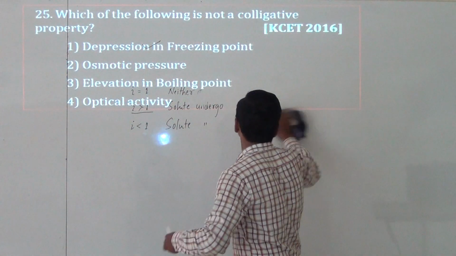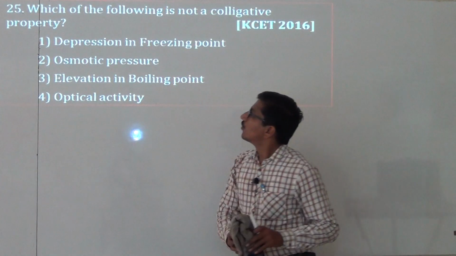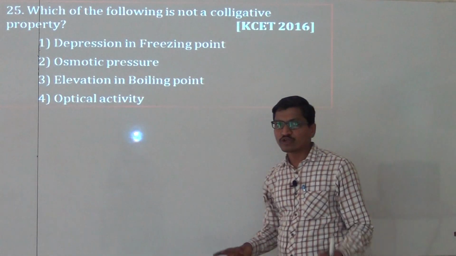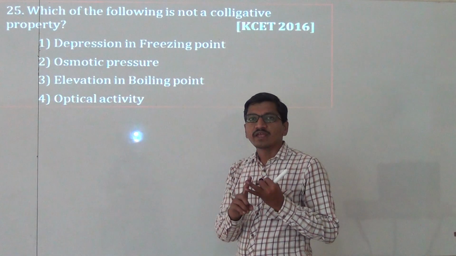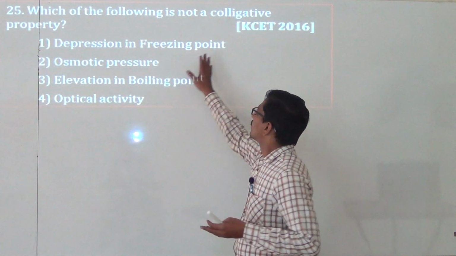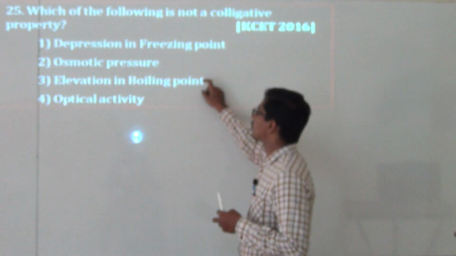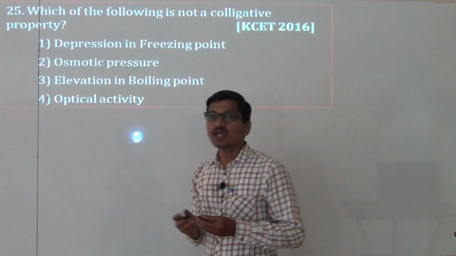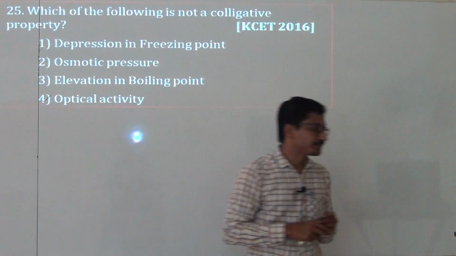Next question is, which of the following is not a colligative property? Colligative properties we know: relative lowering of vapor pressure, elevation in boiling point, depression in freezing point, and osmotic pressure. First one is depression in freezing point. This is a colligative property. Osmotic pressure is also a colligative property. Elevation in boiling point is also a colligative property. Optical activity is not a colligative property, and the correct option is the fourth one.